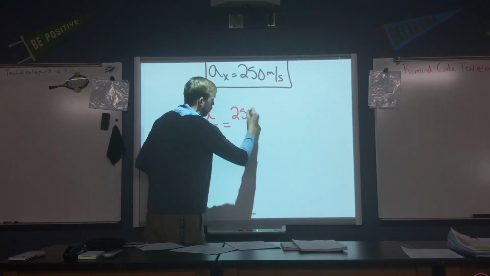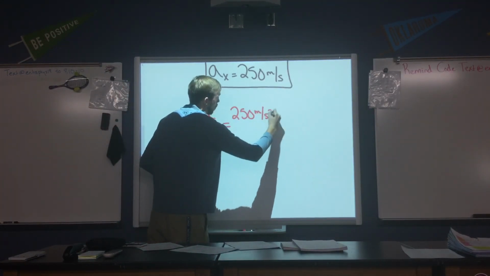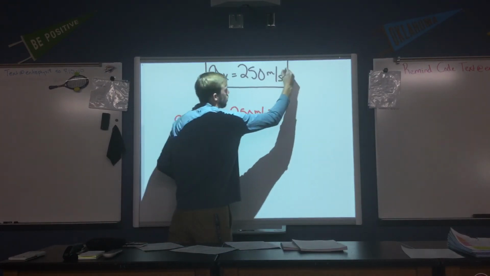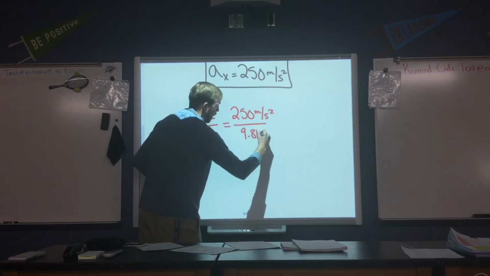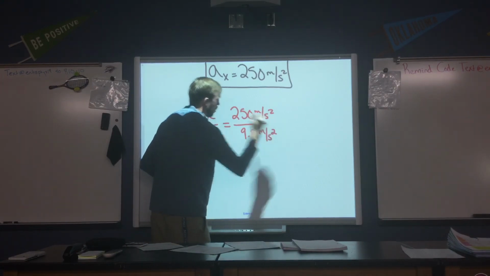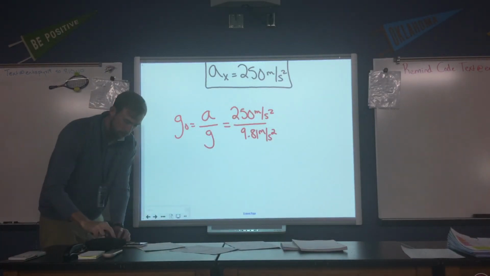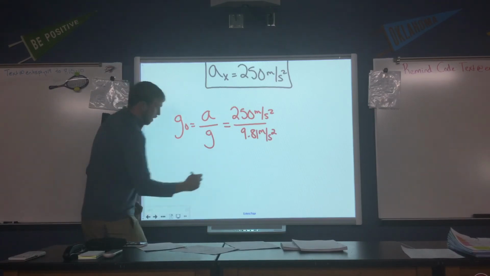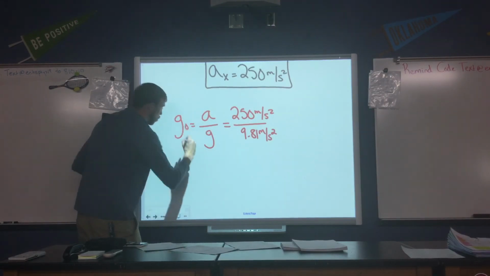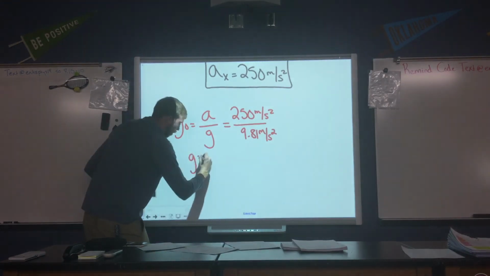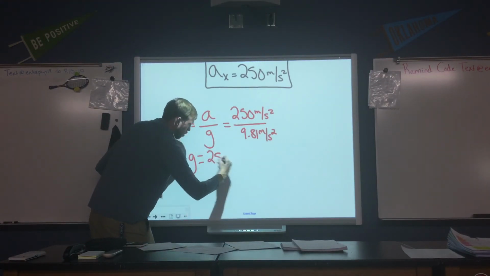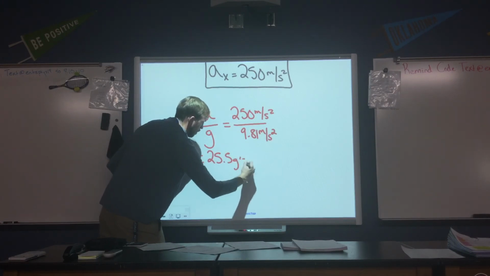So here we go, 250 meters per second squared. Sorry, this is an acceleration, so I should have meters per second squared here. Divided by 9.81 meters per second squared. So now I will divide 250 by 9.81, and I get a value for my g-force of about 25.48. So around 25.5 Gs.